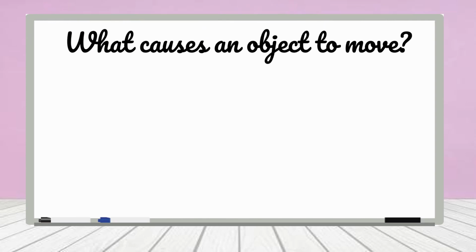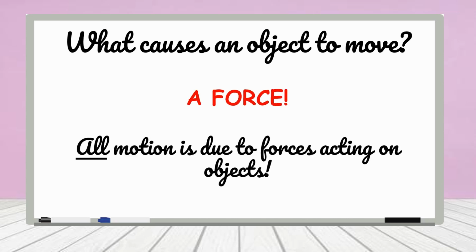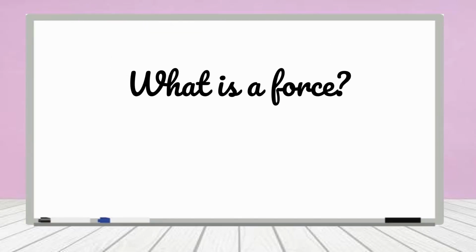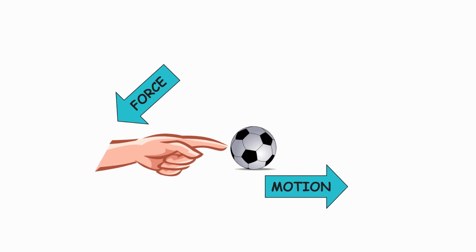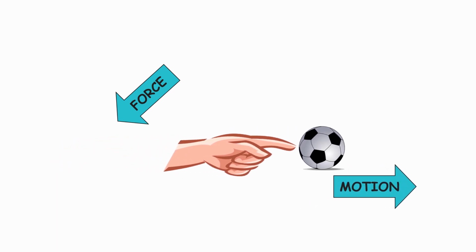What causes an object to move? Again, that is because of a force. Remember, all motion is due to forces acting on objects. What is a force? Again, a simple definition of a force is a push or a pull. So we have here a ball in which we're going to apply a force using our hands and watch what will happen to the ball. So the ball moved and so motion happened.